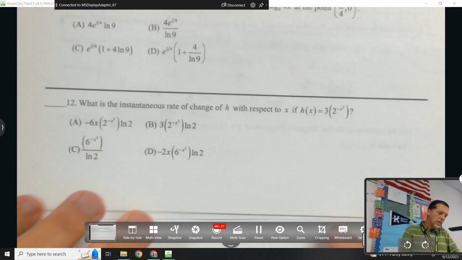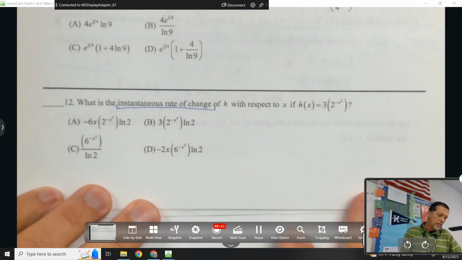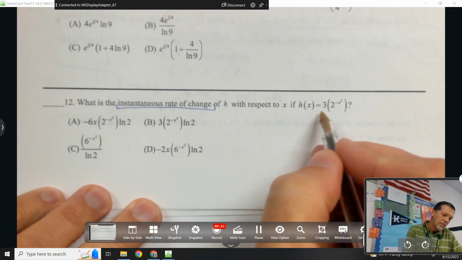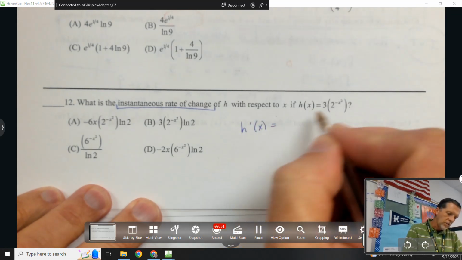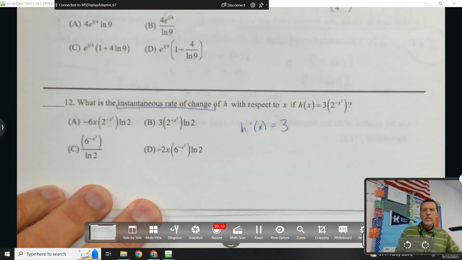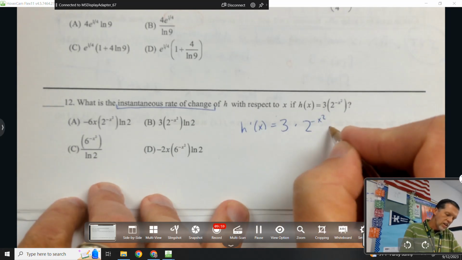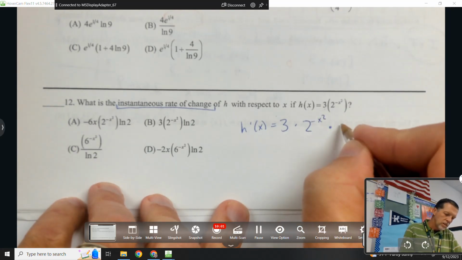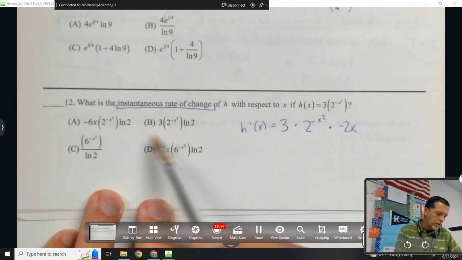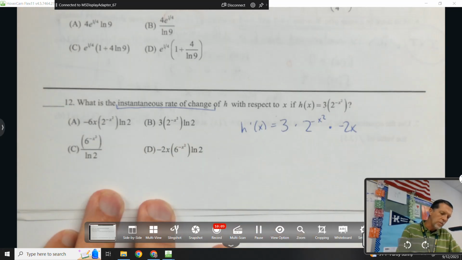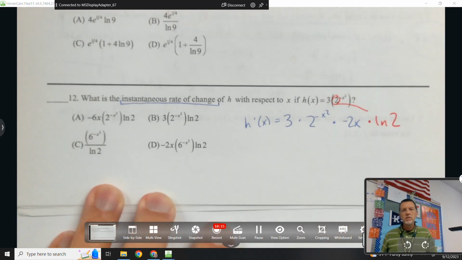Number 12. What is the instantaneous rate of change, also known as the derivative, of h with respect to x if h of x equals that thing? Okay, so the derivative of 3 is just a constant. The derivative of 2 to the negative x squared is 2 to the negative x squared times chain rule, negative 2x. And if you stop there, oh, you wouldn't even want to stop there. You look at your answer choices and you're reminded that I've got to do something with that 2 times natural log 2.